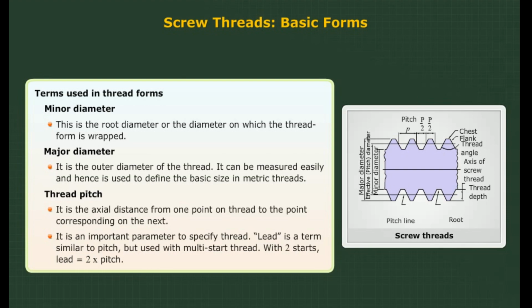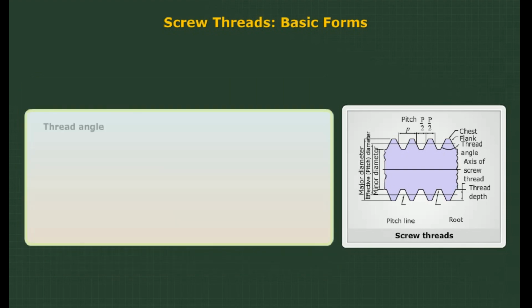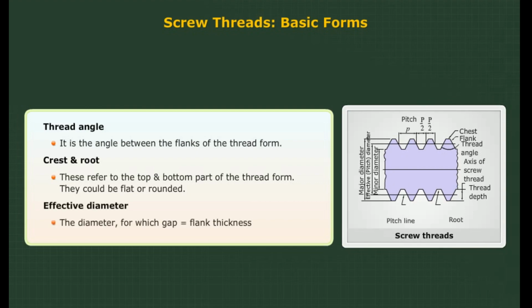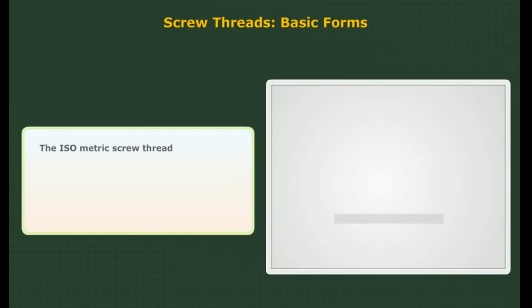With 2 starts, lead is equal to 2 into pitch. Thread angle. It is the angle between the flanks of the thread form. Crest and root. These refer to the top and bottom part of the thread form. They could be flat or rounded. Effective diameter. The diameter for which gap is equal to flank thickness.